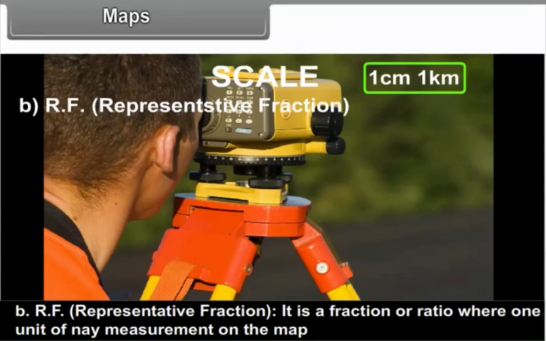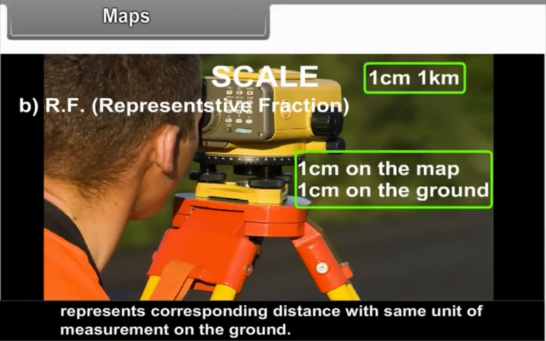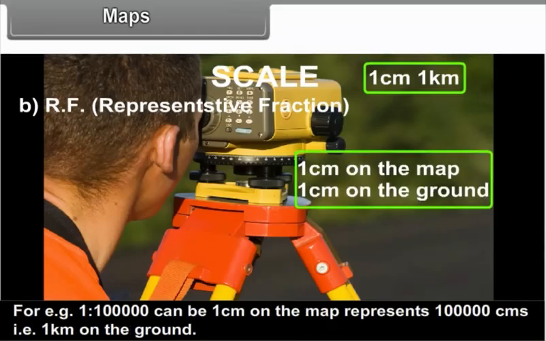It is a fraction or ratio where 1 unit of any measurement on the map represents the corresponding distance with the same unit of measurement on the ground. For example, 1:1 lakh means 1 centimeter on the map represents 1 lakh centimeters, that is 1 kilometer on the ground.